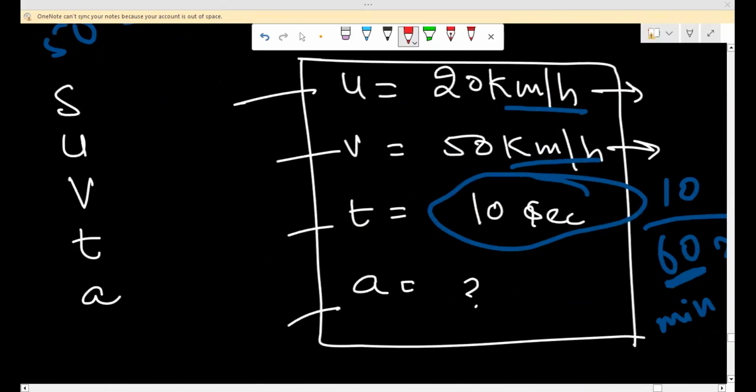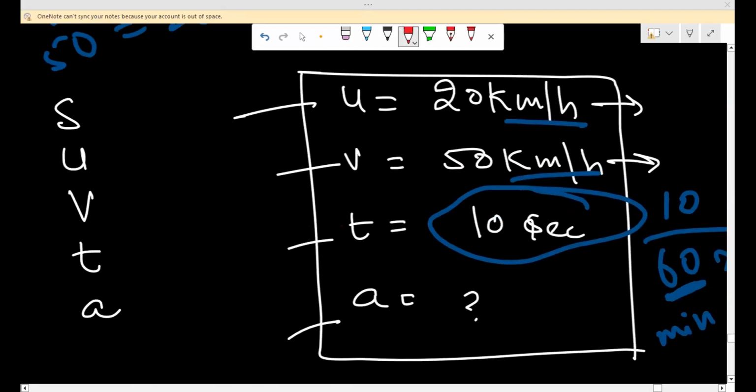In this question, U is given to me, V is given to me, time is also given to me. They are asking about acceleration, but there is this catch. These are the values in kilometer per hour, but time is in seconds. So I'm going to convert this into hours. So time needs to be converted into hours.